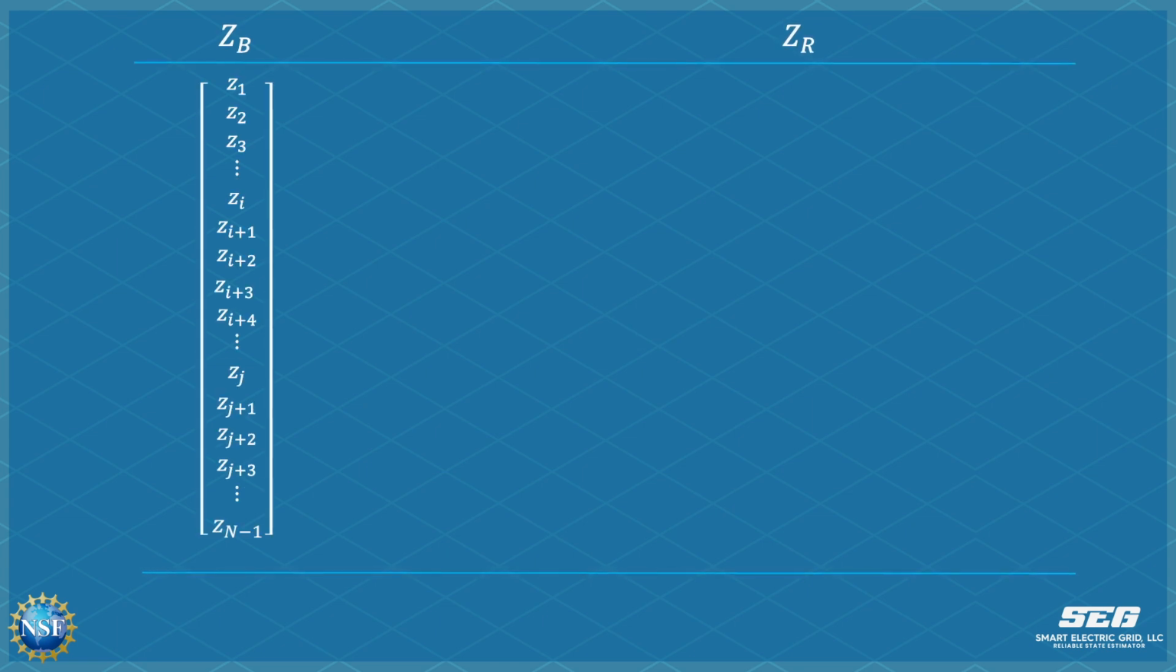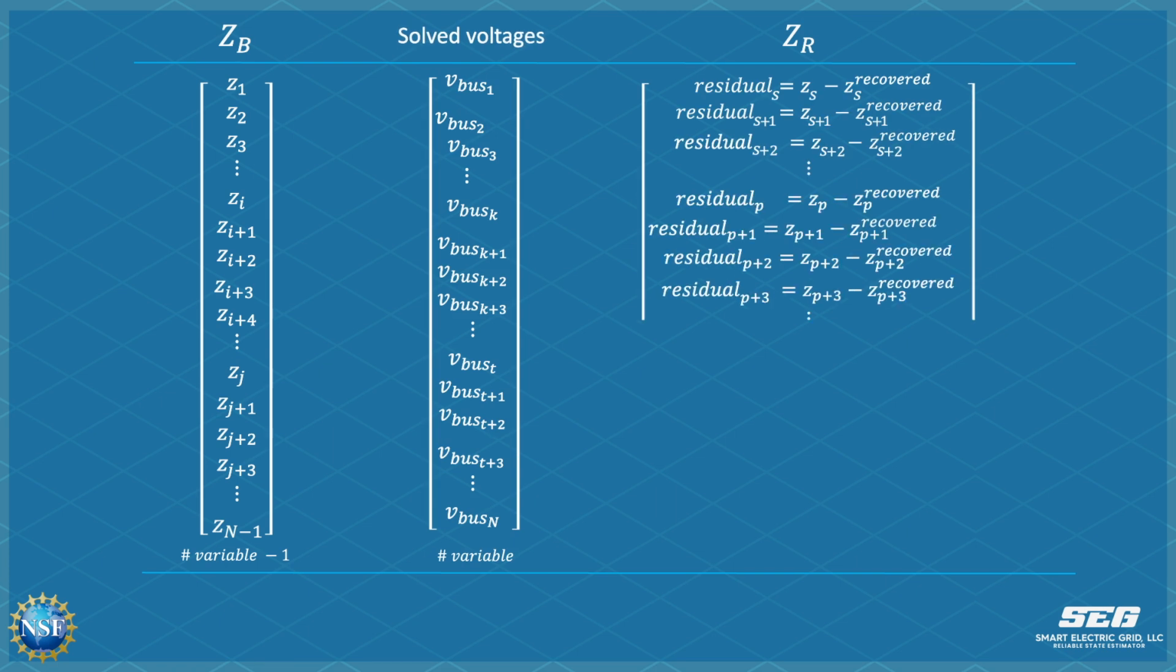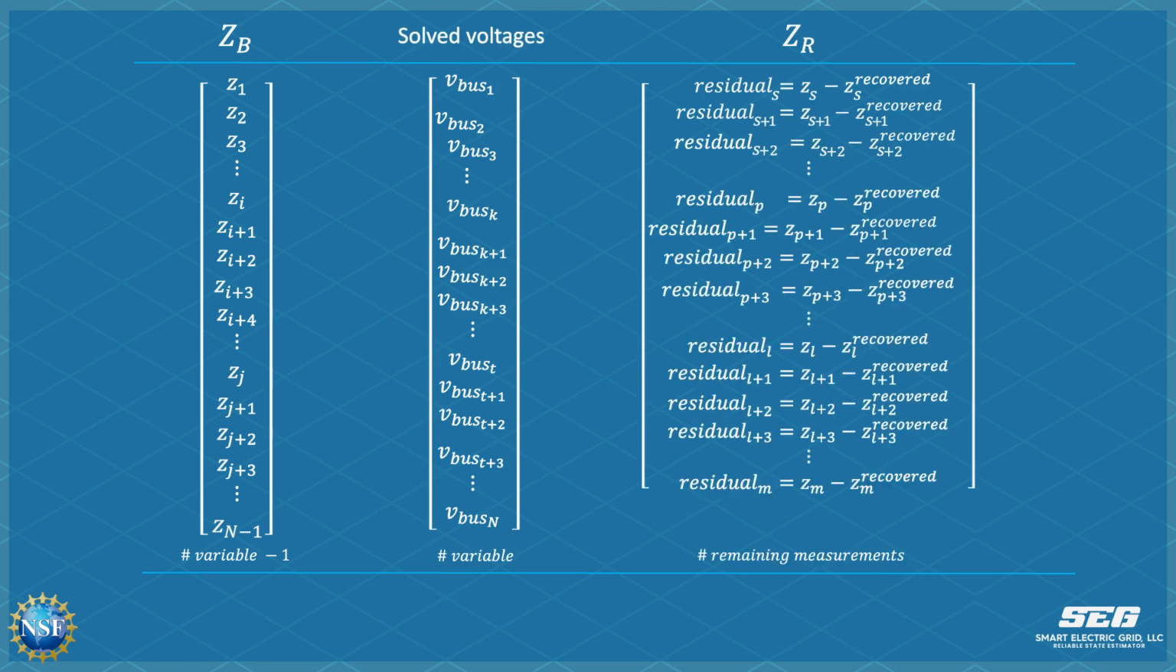A basis set ZB is formed by a minimum number of measurements which is able to solve the entire system. That is, the number of measurements in ZB is equal to the number of variables we have. Obviously, there are a large number of different basis sets ZB, but each basis set can solve the entire system. Assume the measurement I plus 3 in ZB is a bad measurement.